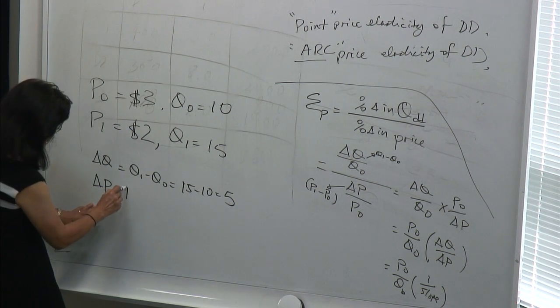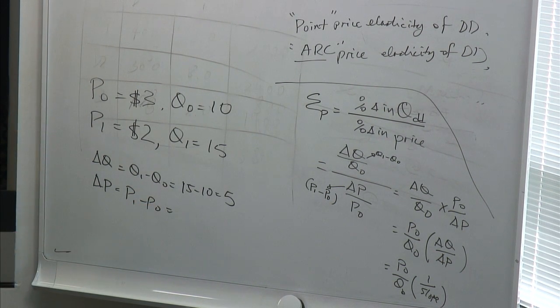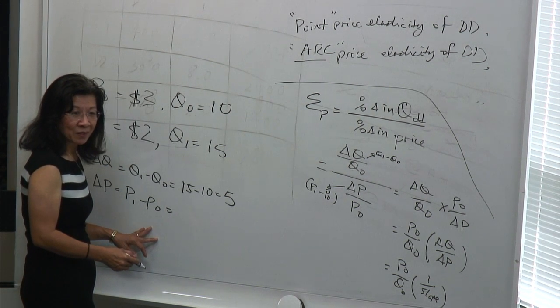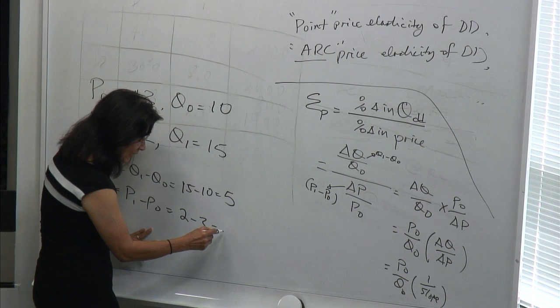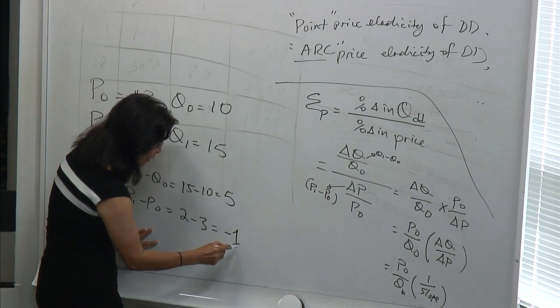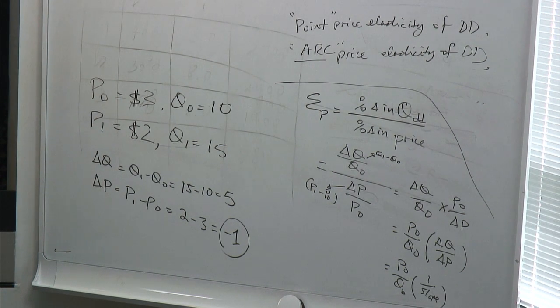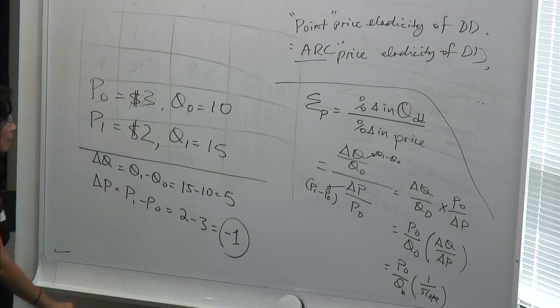So P1 minus P0, what is it? Come on. 2 minus 3. Which is what? Negative 1. Go ahead and say that. Don't be afraid. It should be negative because the price elasticity of demand, as I said before, should give you a negative number. Okay, very good. So could we substitute in?